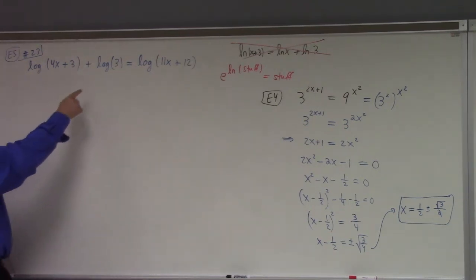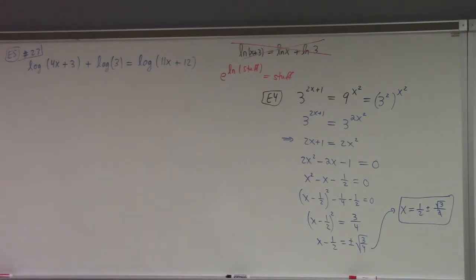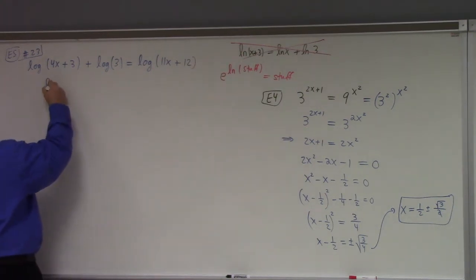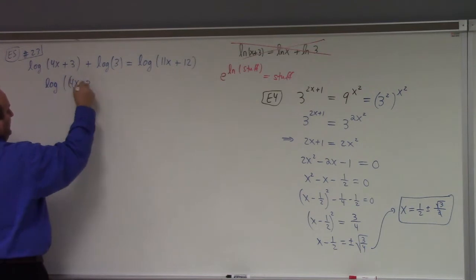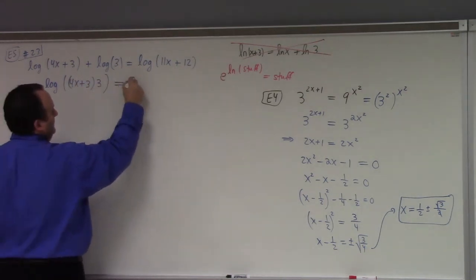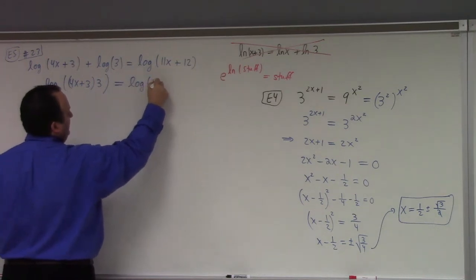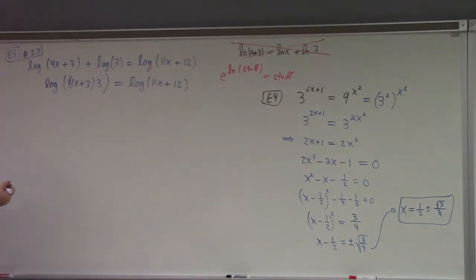I take these two, right? So first of all, I can't do anything with it as it's given to us. There's no nice way to just draw something from this equation directly. However, if I combine the two logs on the left-hand side, which I can do, right? That's log of what? 4x plus 3 times 3, right? Now I've got log of something equals to log of something else, right? And it's the same base, log base 10 both sides.